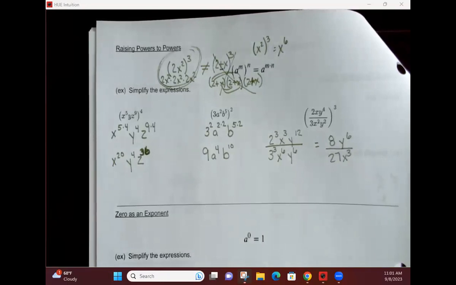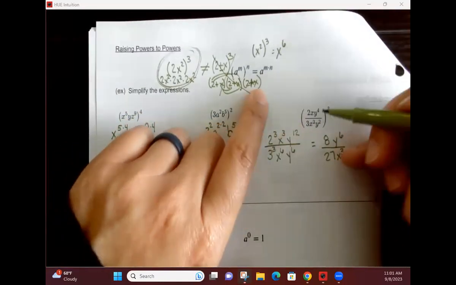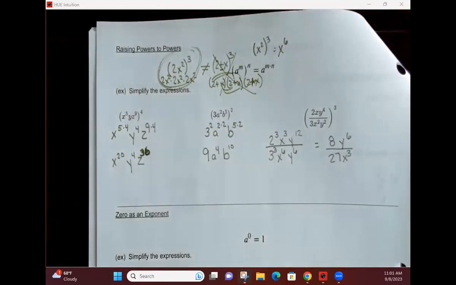Now, the other way you could have started this is to start with the quotient rule, to reduce your x's, to reduce your y's, and then distribute through that 3. That is also okay. It's okay if you simplified inside parentheses first and then did that power rule. Multiple correct ways to start these problems.